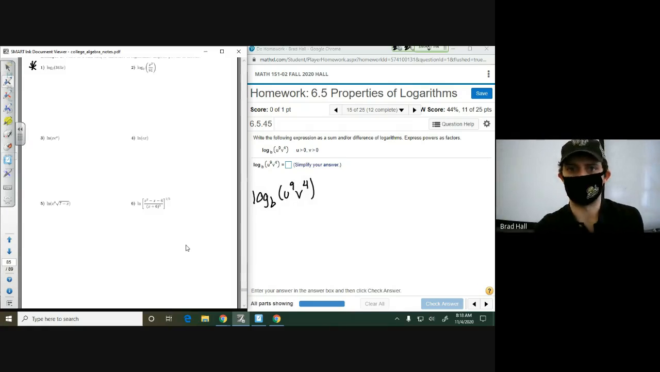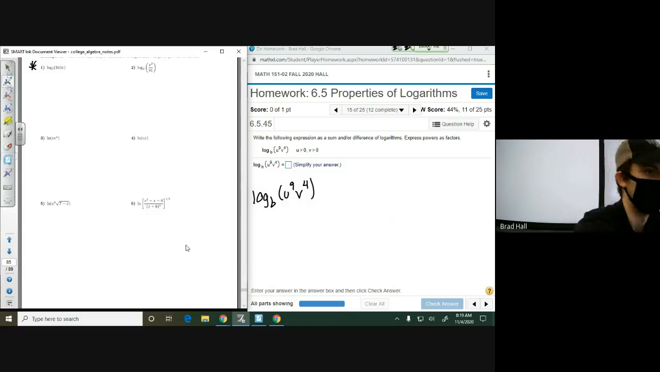Normally they will put parentheses whenever the logarithm is evaluating something that has a little bit more extended of a form. So u to the 9, and then they have the v to the 4th. That's a lot of stuff going on. They'll put parentheses around it just to imply that all of this is within the logarithm. But here they want us to write the following expression as a sum and or difference.